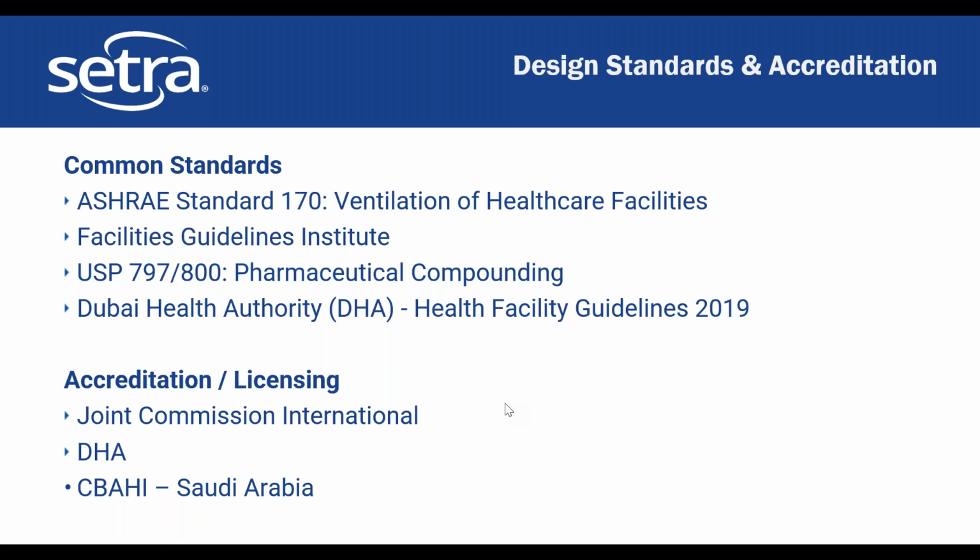Following on that, we have USP 797 and 800 for pharmaceutical compounding. Now these cover hazardous and non-hazardous pharmaceutical compounding spaces. They're not the only USP standards, but they're the two primary ones that you pay attention to when you're talking about ventilation and the environmental conditions within a pharmaceutical compounding space. Those coupled with ASHRAE and the FGI cover the majority of what is required.